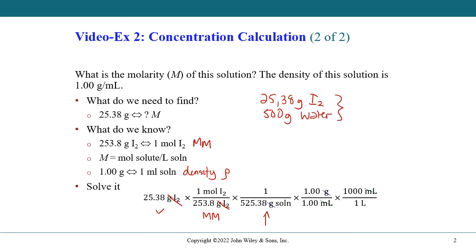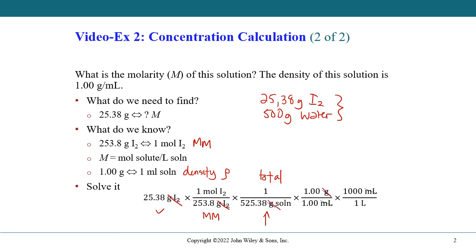If we sum these two, because remember we're adding the iodine into the water and making a solution, it means that the masses are additive. So we end up with 525.38 grams of solution, which is where this comes in here. So that helps us deal with the total mass. Then we multiply by the density, because now we're in grams of solution over here, so we need to get rid of the grams to get it into a volume.